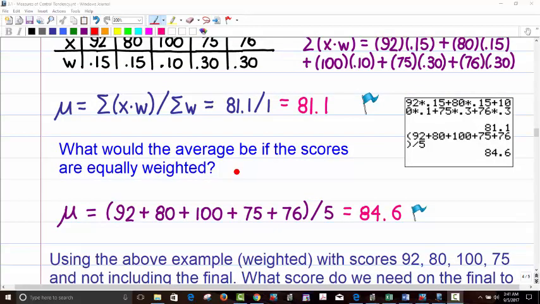Now I'm just showing you what if the scores would have been equally weighted, all of them 20% each, and we didn't have to use a weighted mean. So here they are, add them up, then your average would have been 84.6.